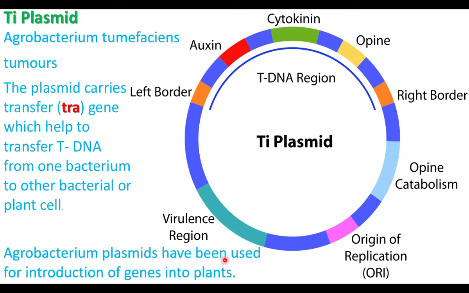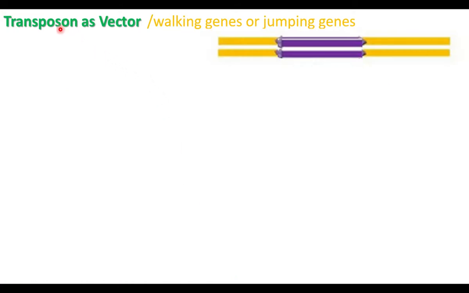Agrobacterium plasmids have been used for introduction of genes into plants. It has ORI and markers. Transposons are used as vectors. Transposons are nucleotide sequences found in many organisms, found in bacterial cells. They are called walking genes or jumping genes or movable genes, mobile genes.